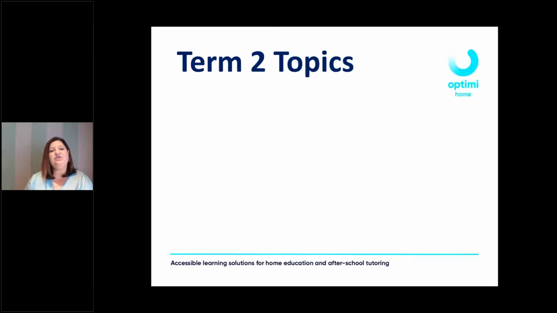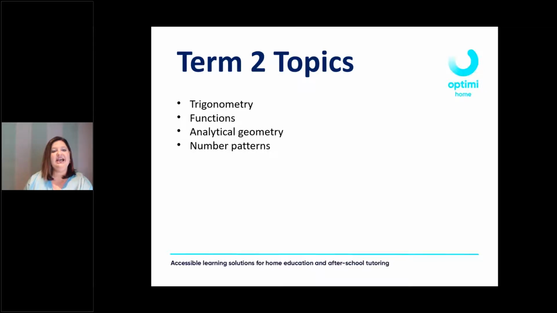I thought it well to start off by looking at the term 2 topics that we are going to look at in this term. The first is trigonometry, functions, analytical geometry, and number patterns. If you are registered at IMPACT, you know that you would have already done analytical geometry and number patterns in term 1. If you are an external client, these are the 4 topics that you will cover in term 2. Now, for today, we are only going to look at trigonometry.